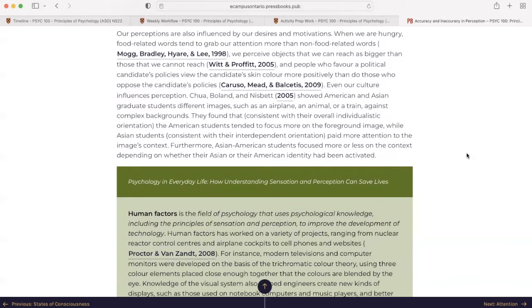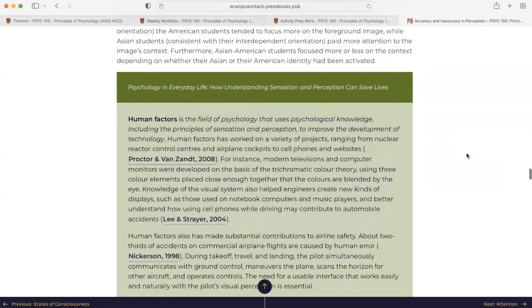Research has shown American and Asian graduate students different images, such as an airplane, an animal, or a train, against a complex background. They found that, consistent with their overall individualistic orientation, the American students tended to focus more on the foreground image, while Asian students, also consistent with their orientation, paid more attention to the image's context. Furthermore, Asian American students focused more or less on the context depending on whether their Asian or American identity had been activated. Wow, that is absolutely amazing.